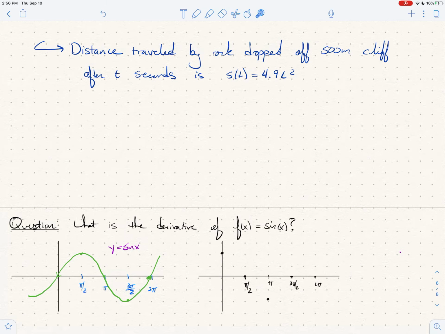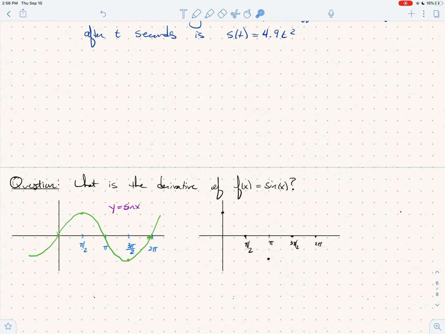Okay, so let's end this video with a question. The question that we want to end on is, what is the derivative of sine? Well, let's see. So here we go. We're going to start with a graph of y equals sine of x, and I just want to play with this with you.